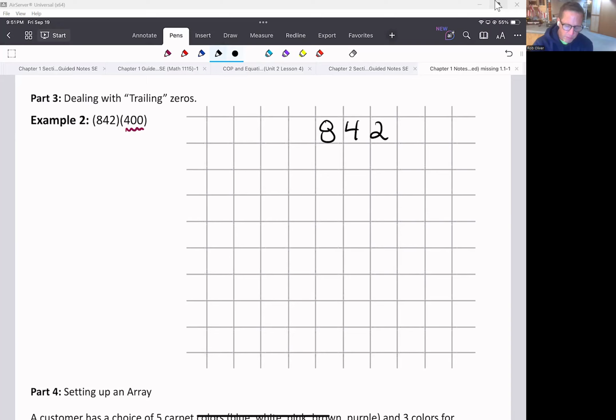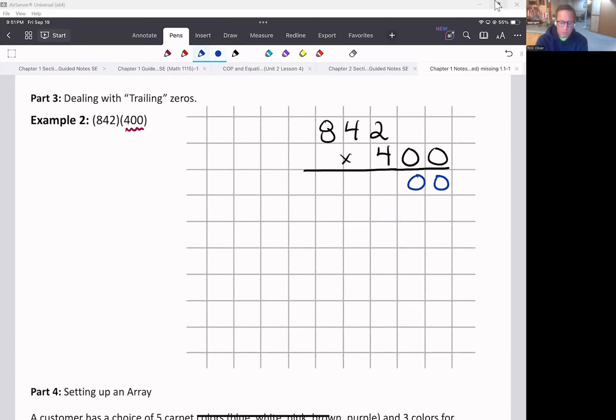So you've got 842, and when we multiply that, we can put the 4 there, and then we can put the zeros off to the side. Those zeros are important. I'm going to underline those too. They're still part of the product. They are definitely a part of the product. But we can leave those off and just know that there's going to be 2 zeros at the end of our product.